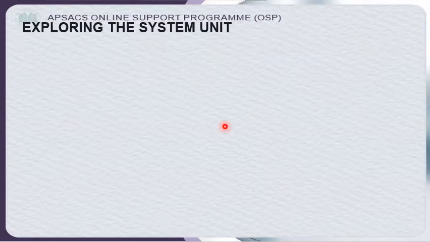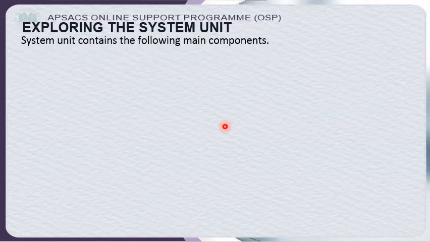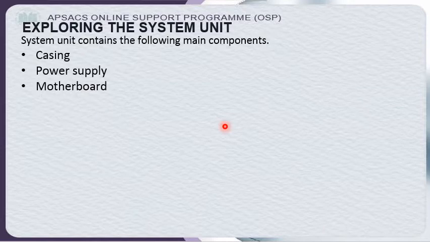Let's explore the system unit. Exploring means that right now let's check what is inside the system unit. The system unit contains the following main components. One is a casing, which is the outside enclosure, which we have discussed in a previous slide. The second one is the power supply, and the third one is the motherboard. Right now we will discuss the power supply.